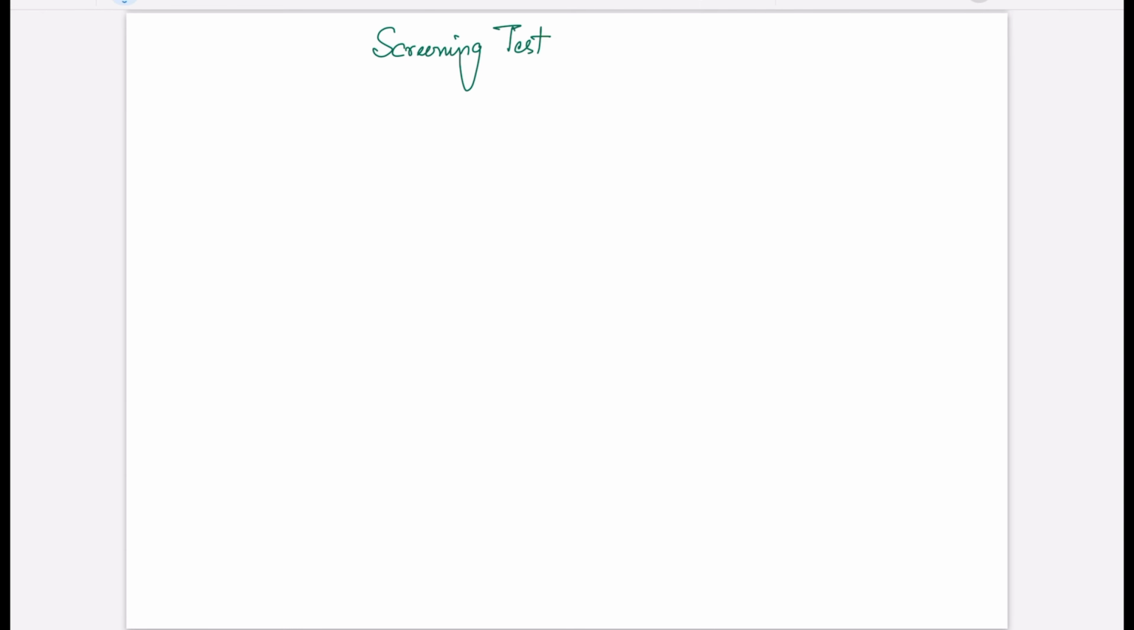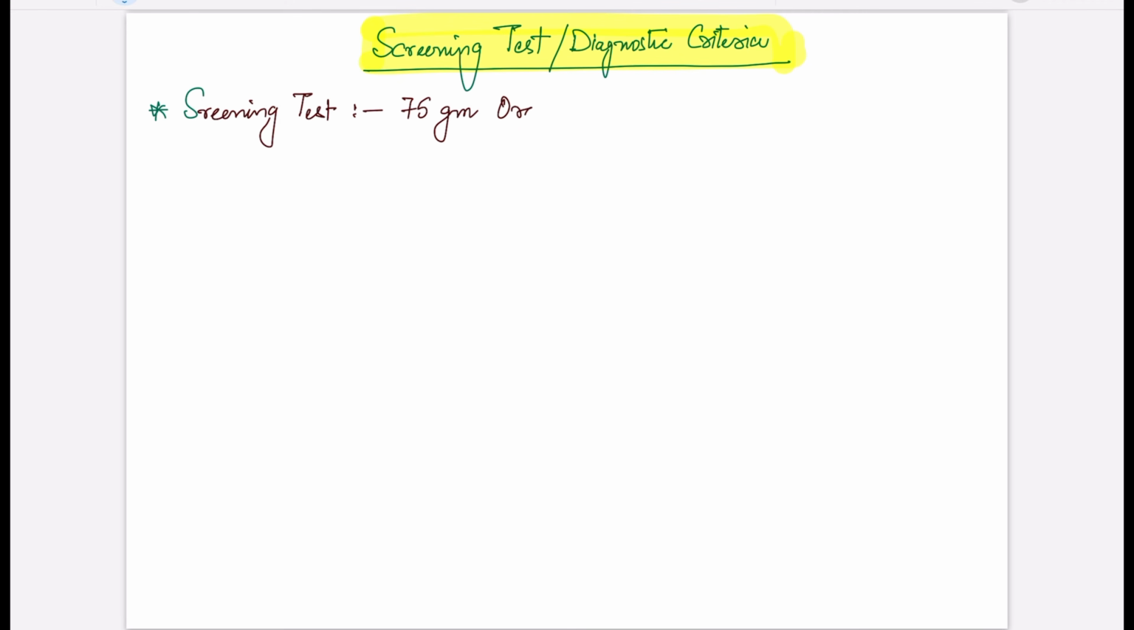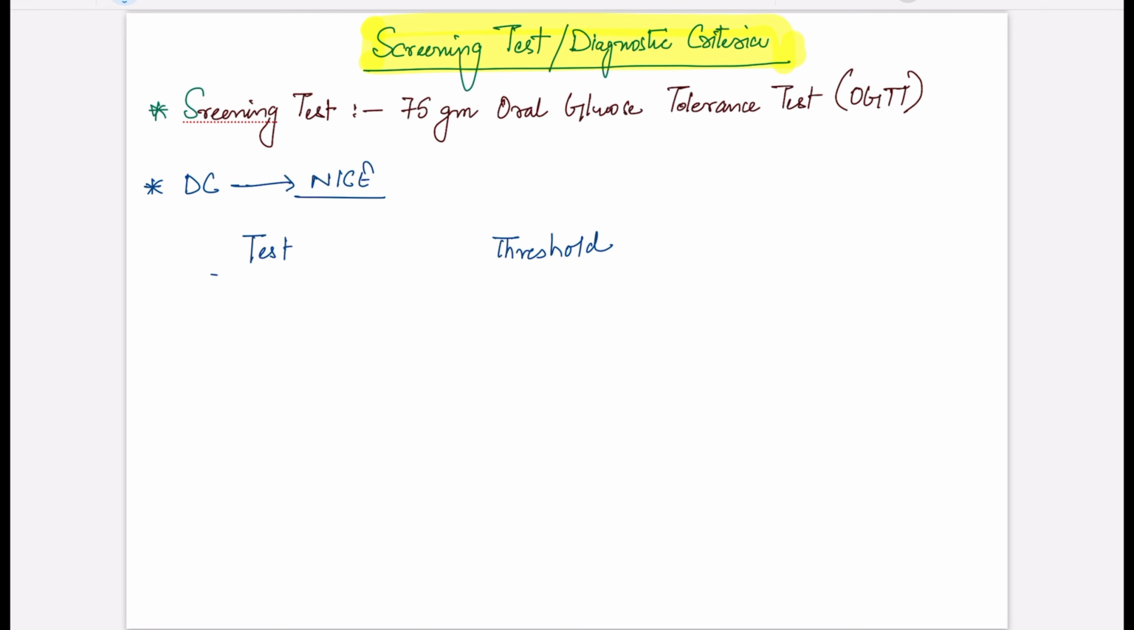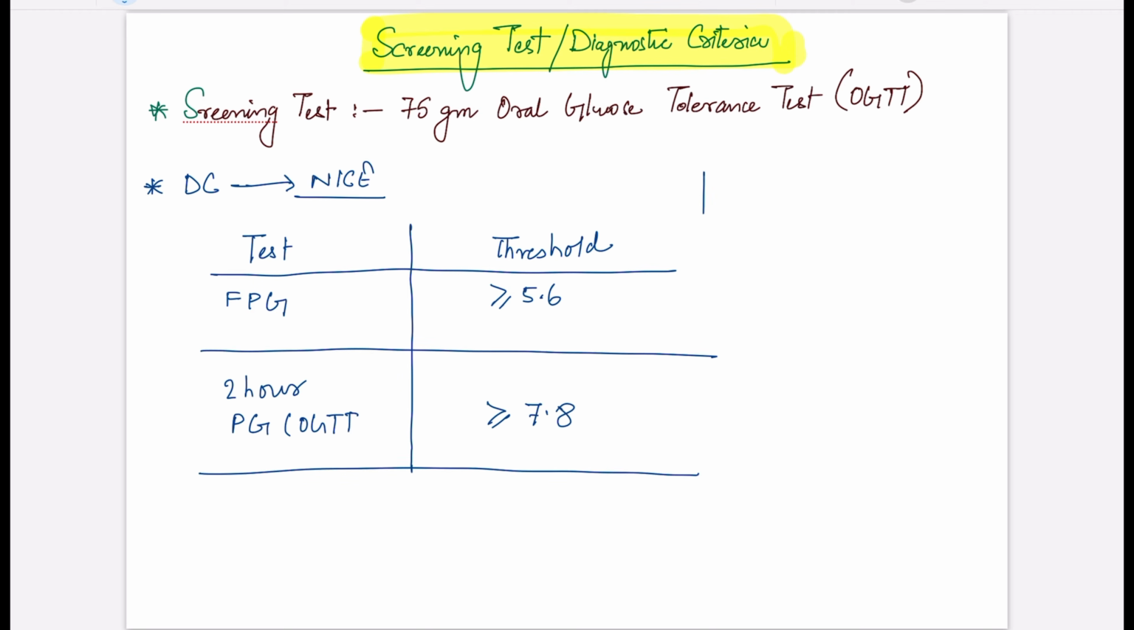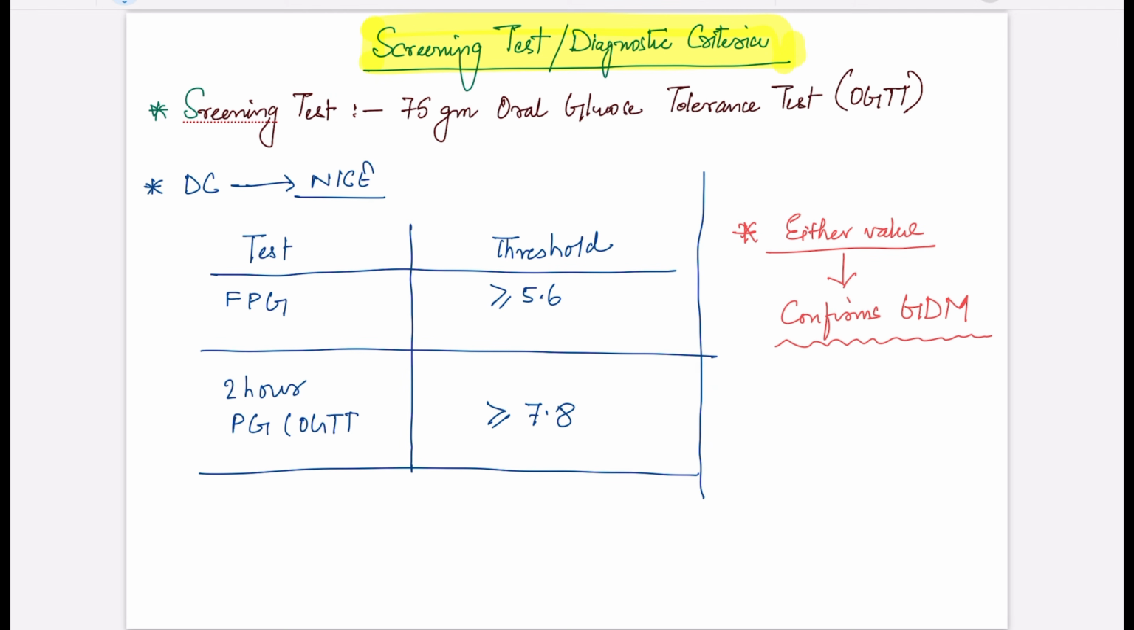Now let us understand the screening test and the diagnostic criteria. Screening test for gestational diabetes mellitus is done by OGTT, that is oral glucose tolerance test. Now let us understand the diagnostic criteria. Expect questions around this. So we are going to check both for fasting and postprandial. If fasting is more than 5.6 and 2-hour postprandial is more than 7.8, either value, if positive, confirms GDM.